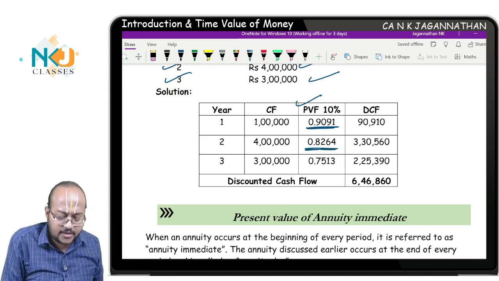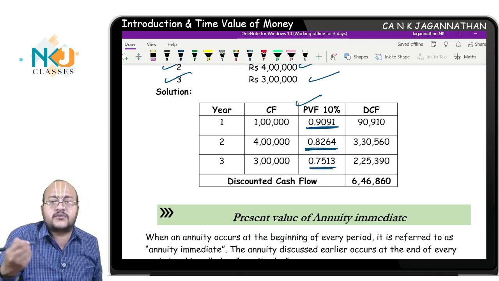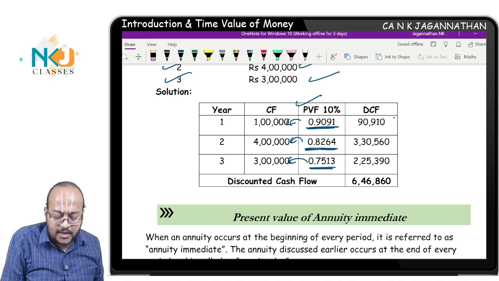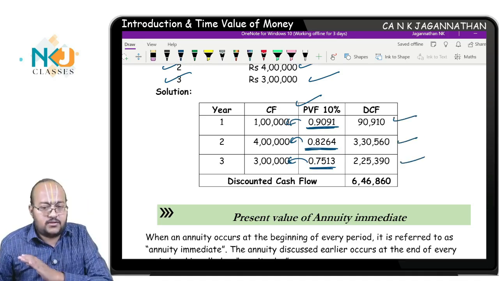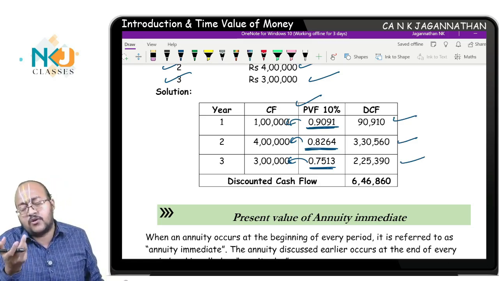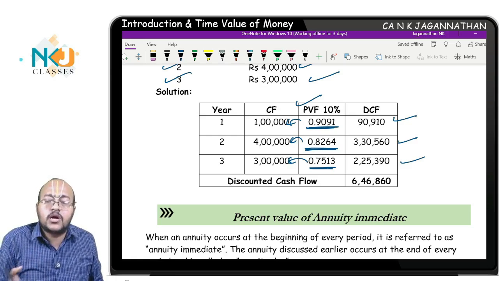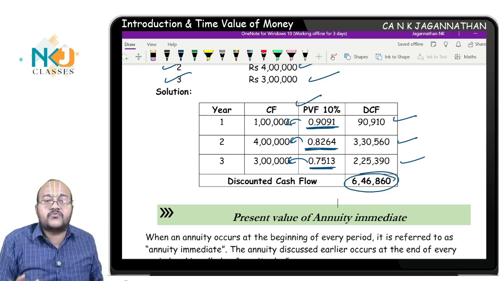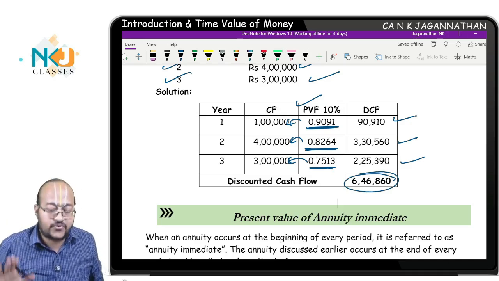The discount factor for a 2 year period at 10% is 0.8264 and for a 3 year period is 0.7513. You multiply it with the respective cash flow and arrive at the discounted cash flow for each year. For each year's cash flow, you will get the discounted cash flow. Then you add all the present values and you will get the total present value of all these future cash flows. Are you listening?